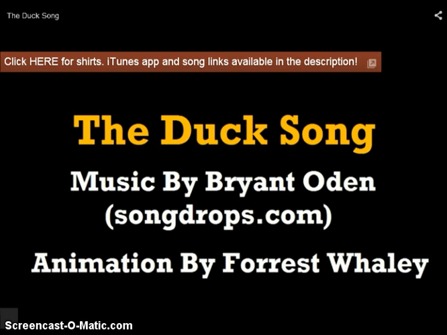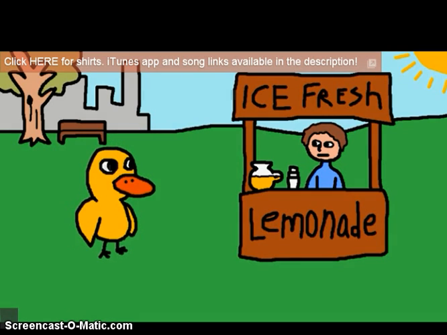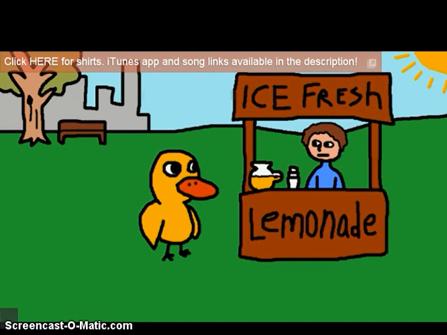Tell me the duck story. A duck walked up to a lemonade stand and he said to the man, running the stand, hey, got any grapes?